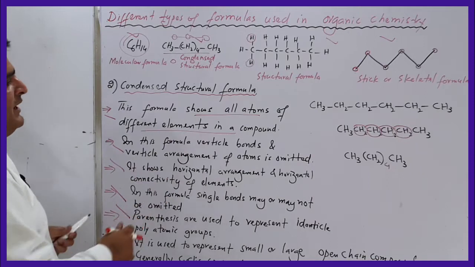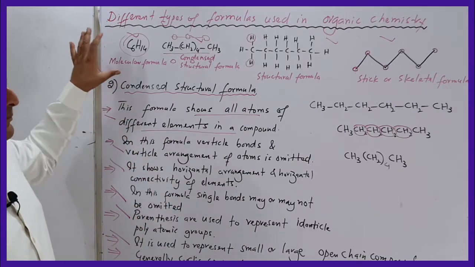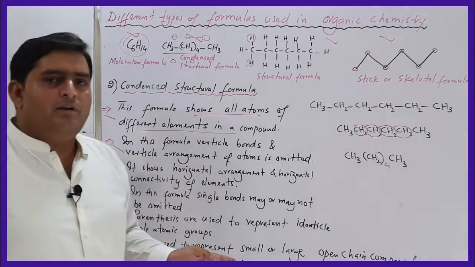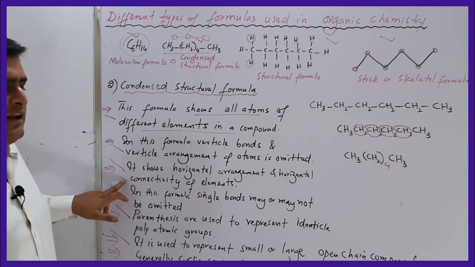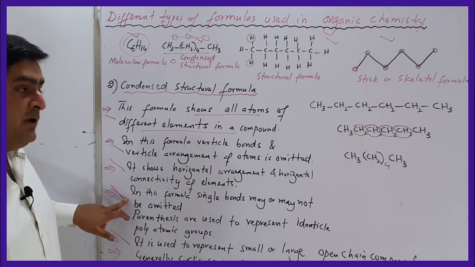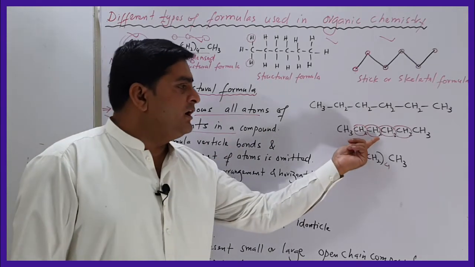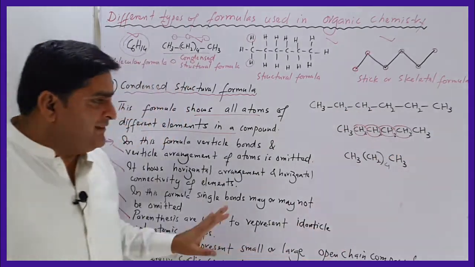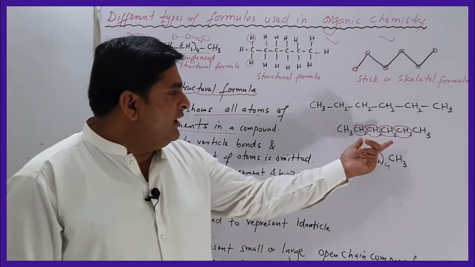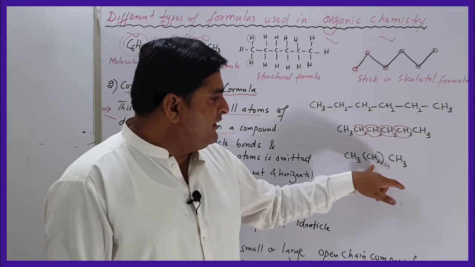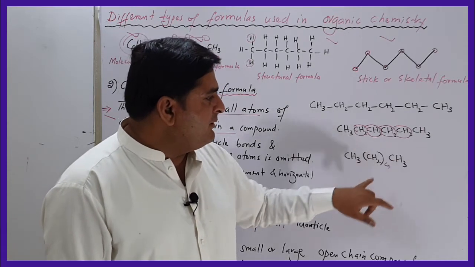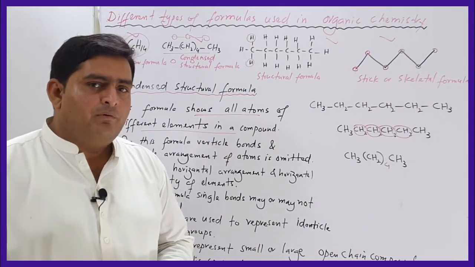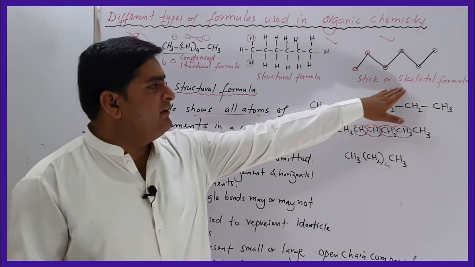So the condensed formula shows atoms of each element in a molecule. In this formula, the vertical arrangement of atoms or vertical bonds has been omitted. It shows horizontal arrangements. In this formula, a single bond may or may not be represented. So we may write a single bond or we may omit it. It's optional. Parentheses are used for identical polyatomic groups. Here there are 4 identical groups, so we write parentheses for these polyatomic groups. This formula is normally used for open chain or aliphatic compounds. Cyclic compounds are generally represented by their stick or skeletal formula.